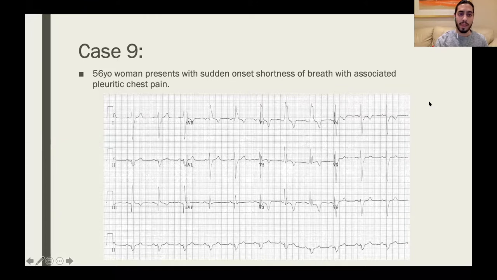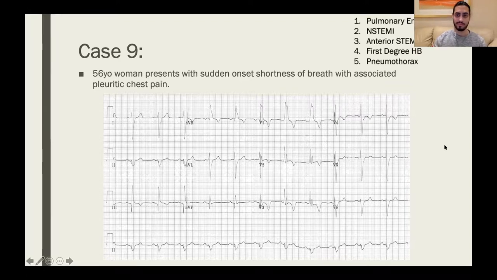Next case. Woman, sudden onset shortness of breath, pleuritic chest pain. What's the diagnosis? There are your options.